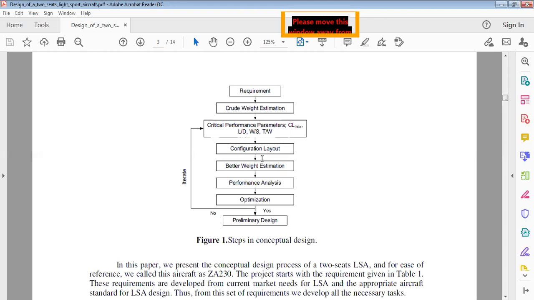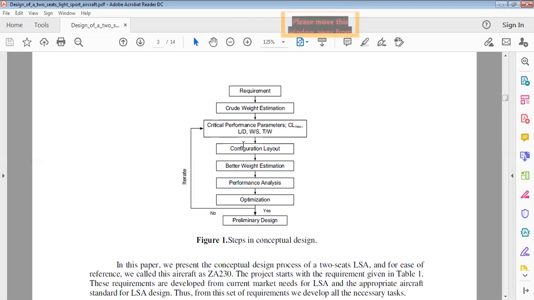And also we see the configuration layout. So when you speak about the configuration layout and lofting process, we see that. So what should be the configuration? We have a two-seater, two engine, swept back, it may be a low wing. So what type of winglet is it? These are all the configuration layout items we are going to speak about.